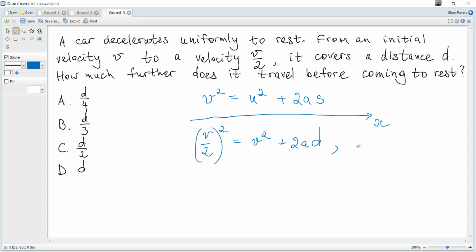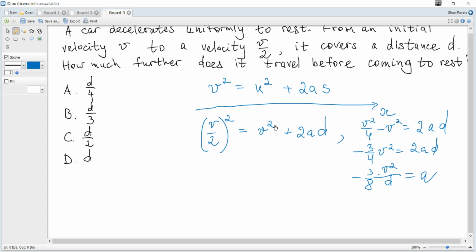So v squared over 4 minus v squared is equal to 2ad, and negative 3 over 4 v squared is equal to 2ad, so negative 3 over 8 v squared over d is equal to a.